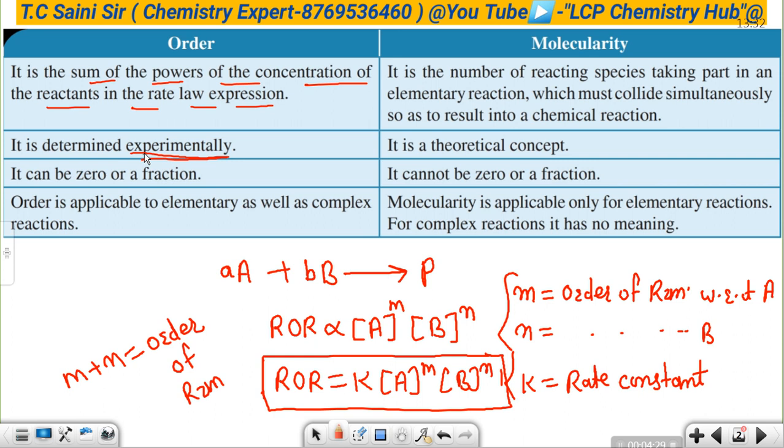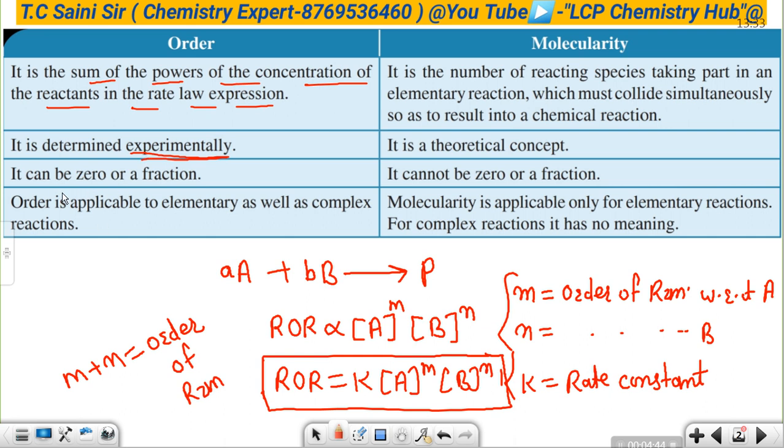Second thing, order of reaction is determined experimentally. Order of reaction is an experimental quantity. That means order of reaction is determined experimentally. It is not a theoretical value. Order of reaction is an experimental value.